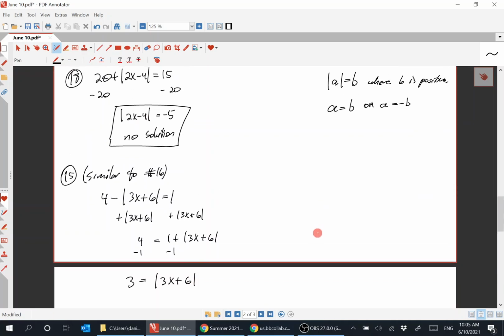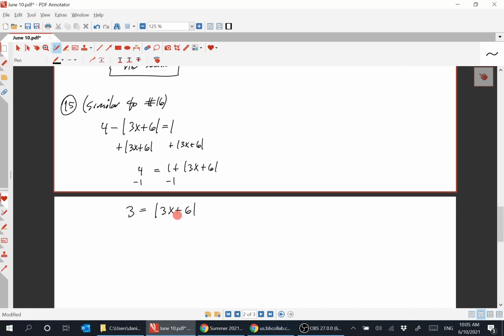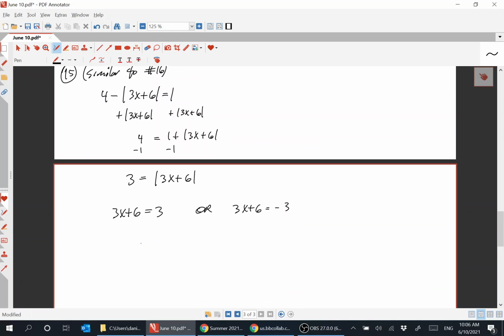Now I can apply this notion here. When the absolute value of A is B, and B is positive, A is equal to B, or A is equal to negative B. So here we get 3x plus 6 is positive and it's equal to 3, or 3x plus 6 is negative and it's equal to negative 3. It's going to give you two possible solutions. So this is 3x is minus 3, so x is minus 1. Here, 3x is equal to minus 9, so x is equal to minus 3. So two answers, minus 1 and minus 3.